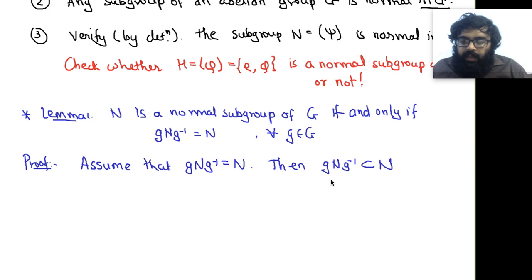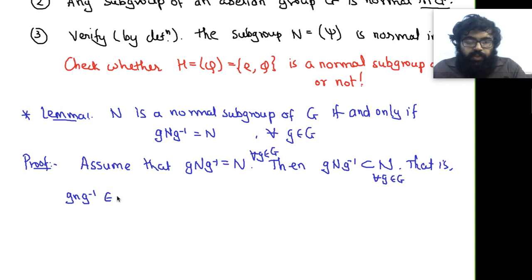If it is a subset of N, that means if I take any element of this set, it belongs to N. A subset of B means x belongs to A implies x belongs to B. So what does an element of this look like? It will be like this: g n g inverse. This is an element of this set, but the set is a subset of N, so it belongs to N. This is true for all g in G, and we can take any n from N, so for all n in N, g n g inverse belongs to N. Hence N is a normal subgroup of G.